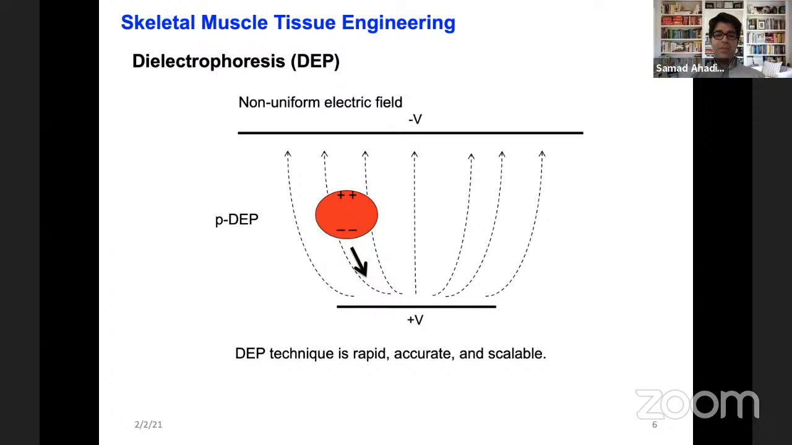DEP has some unique properties, and it has various biomedical applications. It is a rapid, accurate and scalable technique. Rapid means that by applying the AC electric field, you can quickly move the particles around in the media. And it depends on the accuracy of the electrode region. You can have different precision to move the particles, and according to the size of the electric field region, you can have different scales of moving the particles in the media.